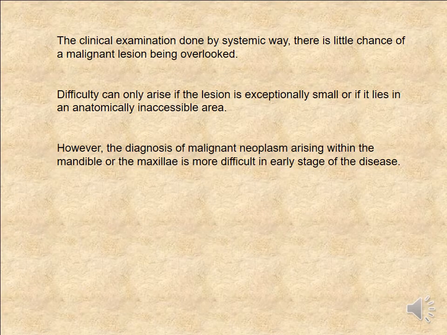If the clinical examination is done in a systematic way, there is little chance of a malignant lesion being overlooked. Oral malignancy is very clear to the patient, who can see it, but difficulties can arise if the lesion is exceptionally small or if it lies in an anatomically inaccessible area. If the lesion is very small or in the posterior area of the oral cavity, the patient cannot see it, so it is a very dangerous malignancy.